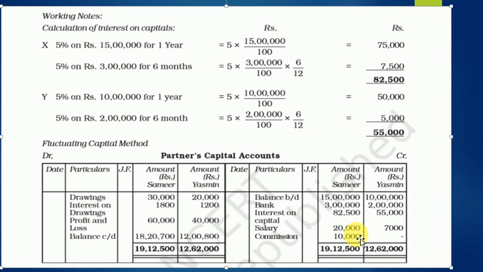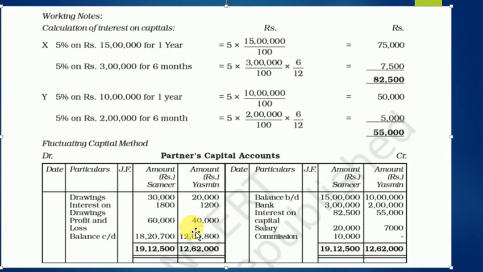Then comes the debit side: drawings 30,000 and 20,000, interest on drawings 1,800 and 1,200. Profit and loss account is written here, but it should actually be profit and loss appropriation account. Children, please make this note. It is written profit and loss account, but it should be profit and loss appropriation account. This is the net divisible loss, which was given in the question, 60,000 and 40,000.